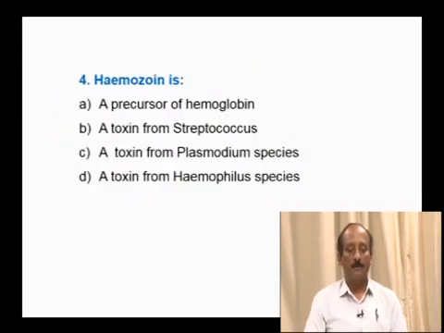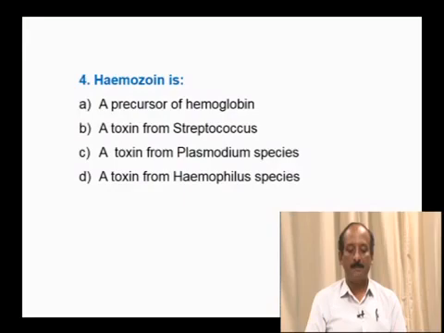Question number 4. Hemozoin is a precursor of hemoglobin, a toxin from Streptococcus, a toxin from Plasmodium species, a toxin from Haemophilus species. See, in the life cycle of Plasmodium, when the Plasmodium infects the RBC, after the asexual reproduction in RBC, the RBCs are going to rupture.